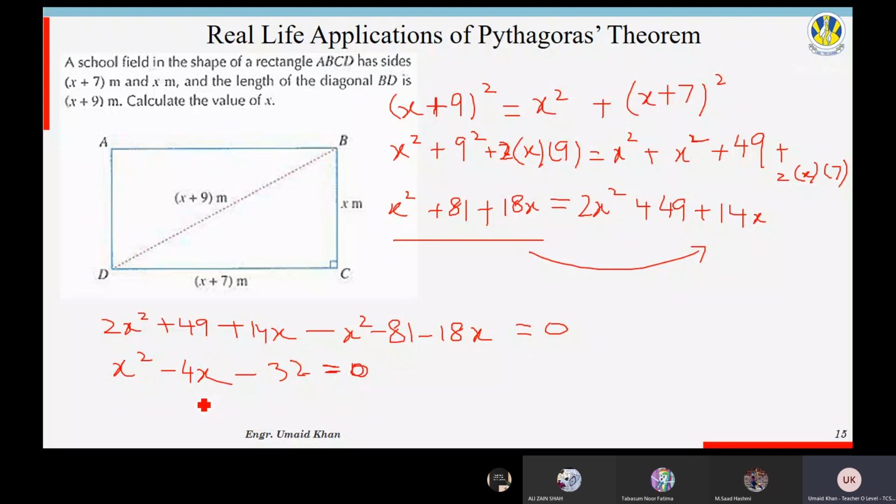Okay, now how do I find out the value of x from this equation? Have you studied factorization in the previous class? Yes, sir. So how do we factorize this expression, x square minus 4x minus 32? We have to make factors of this expression. Do you know how to factorize, or do you want me to revise it and tell you the procedure?